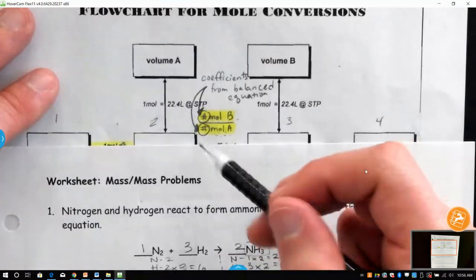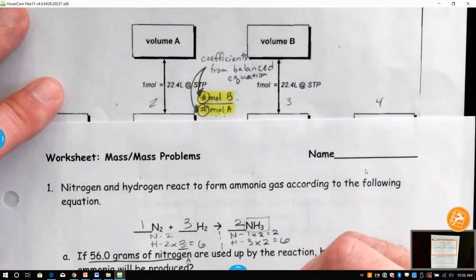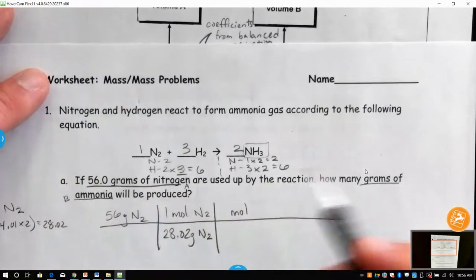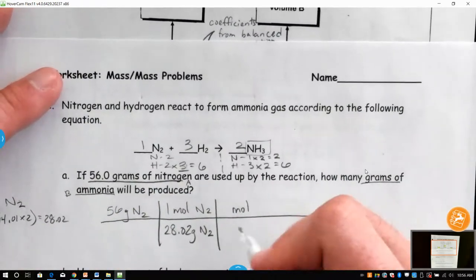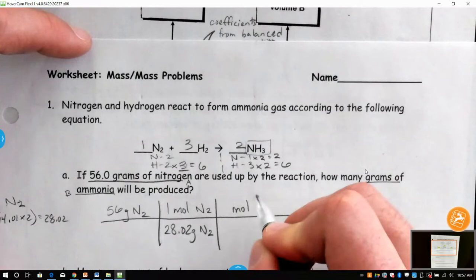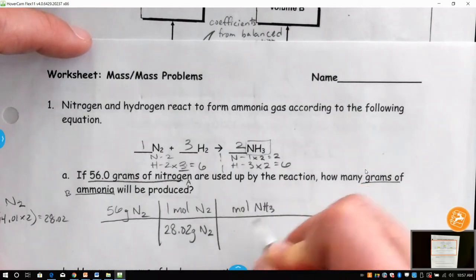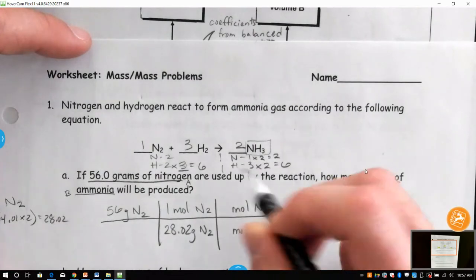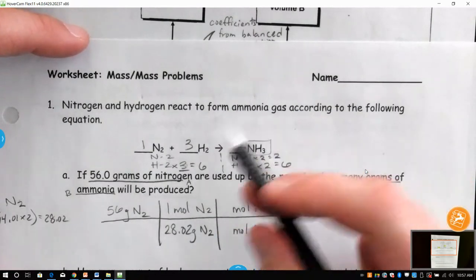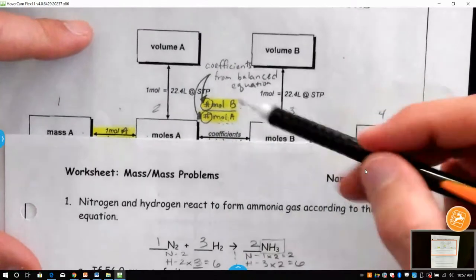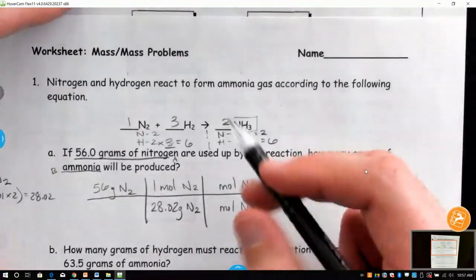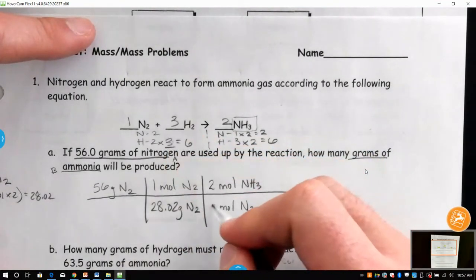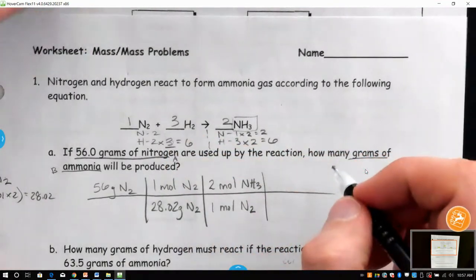Next step, mole ratio. Blank moles of B on top. B, we said, was how many grams of ammonia? So that's B, NH3. So that is going to go on top. Moles of A got to go on bottom. That way it cancels out over here. These numbers come from our coefficients of the balanced equation. NH3 has a coefficient of 2. Nitrogen has a coefficient of 1. Good.